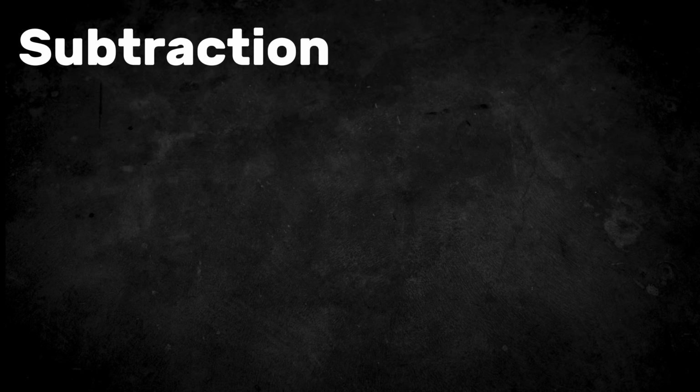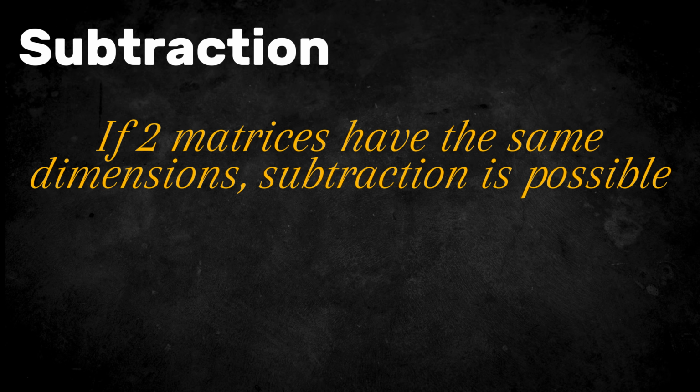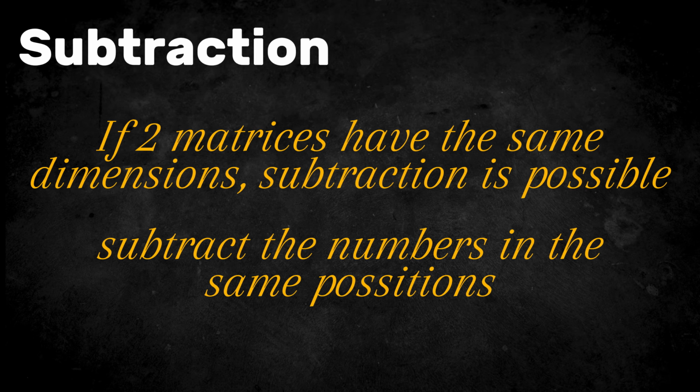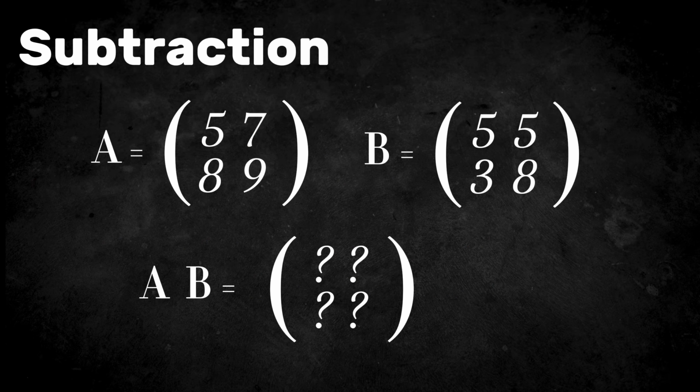Subtraction works the same way as addition. The 2 matrices need to have the same dimensions. If that's the case, we can just subtract the corresponding elements from each other. This is an easy example of a subtraction of 2 matrices, and the result is 0, 2, 5, 1.